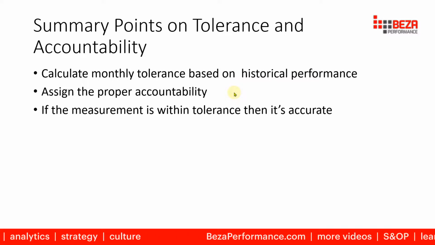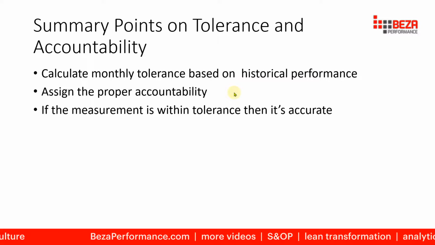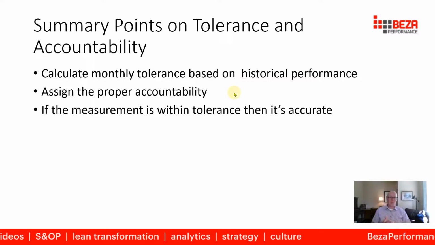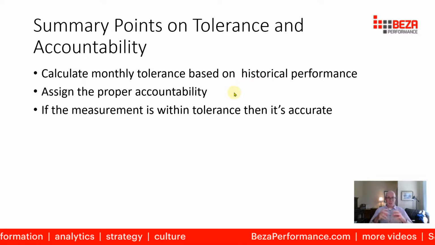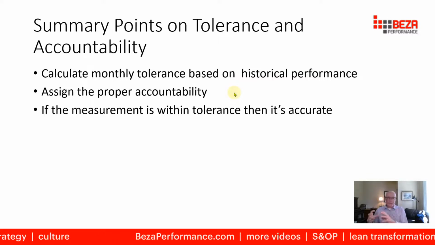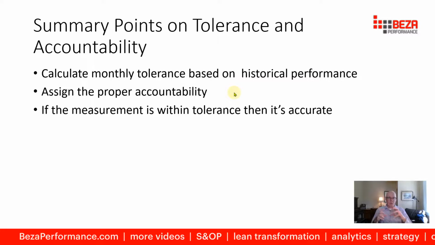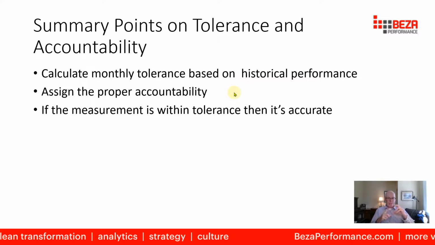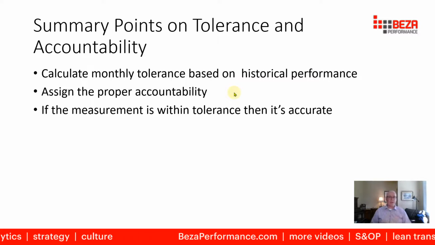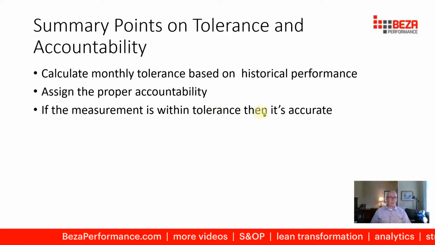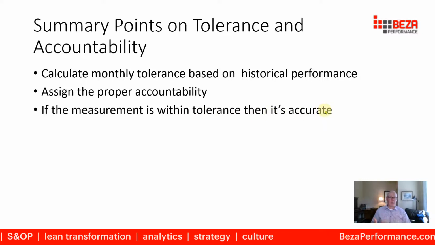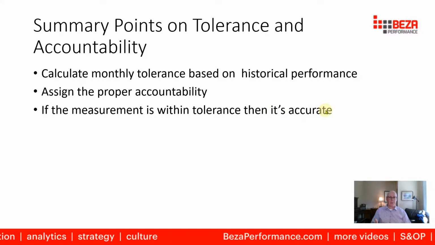This one's a tough one for people. If the measurement is within tolerance, then it's accurate, right? That means you're basically saying we're not going to dig into all the details on this if it's within tolerance, because we're going to treat that as being accurate. Because if we've right-sized everything, then we've got the buffers in place to manage within that tolerance level. So that's a really, really important thing there.